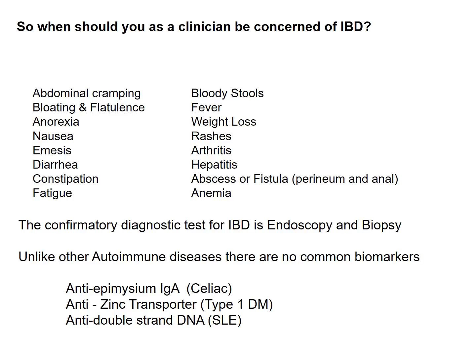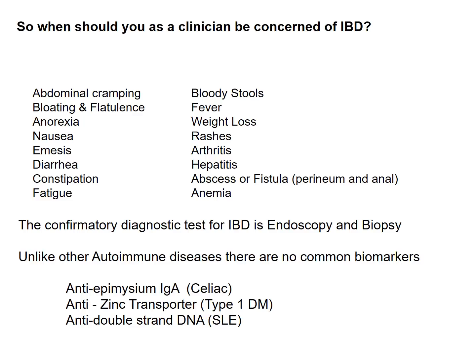So IBS versus IBD, individuals with each can experience signs and symptoms that we have on the left: cramping, bloating, flatulence, anorexia, nausea, vomiting, diarrhea, constipation, and fatigue. But individuals with IBD will also experience bloody stools, fever, involuntary weight loss, rash, arthritis, hepatitis, development of abscesses and fistulas, particularly in the perineum and anal rectal area, and anemia. Again, IBD, inflammatory disease. Confirmatory tests for IBD are endoscopy and biopsy.